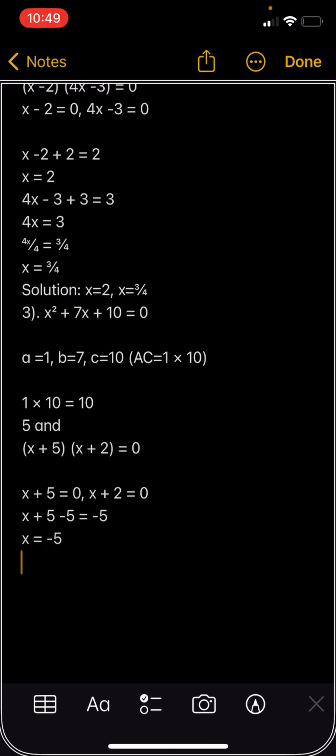In the second case, x plus 2, we need to subtract a 2 there, all right? And so x will be equal to negative 2. x equals negative 2. So that's our solution for that one there. It is x equals negative 5 and x equals negative 2.